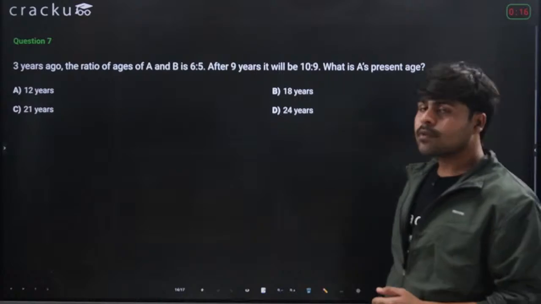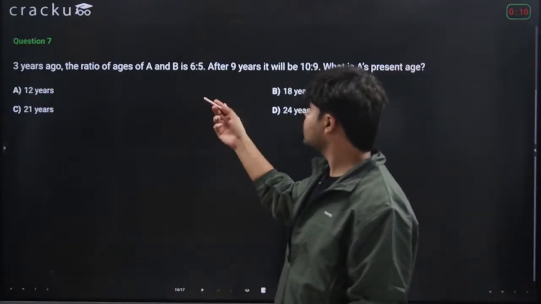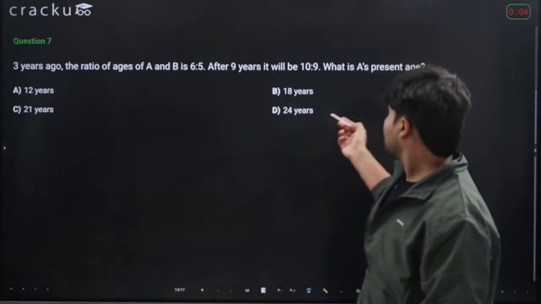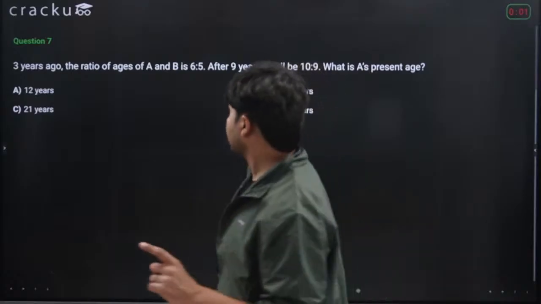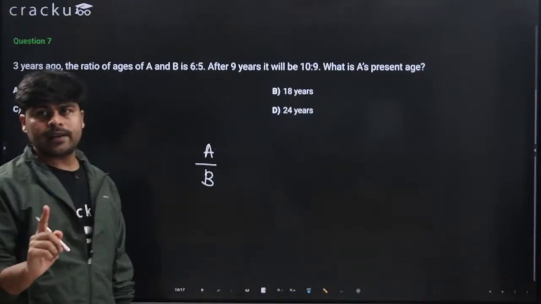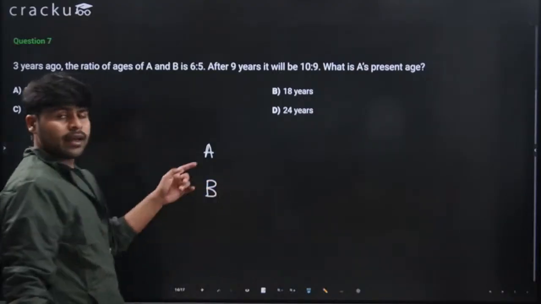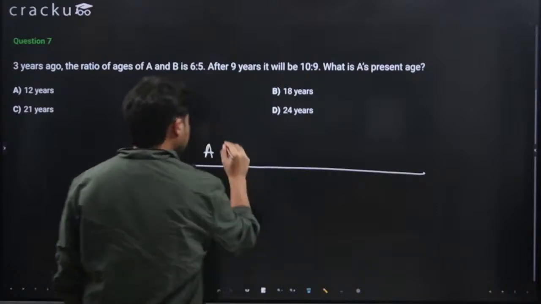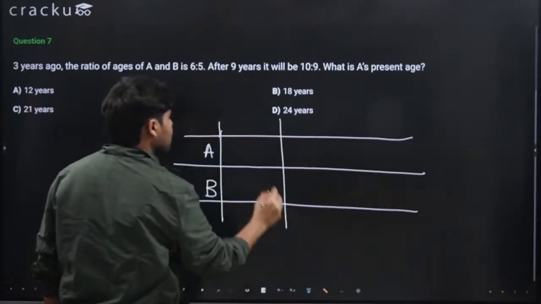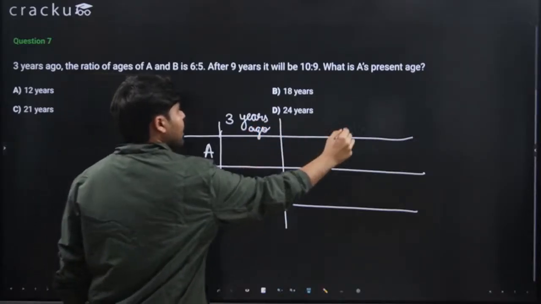So I think that's time. I'll start explaining because I started the timer late. 3 years ago, the ratio of ages of A and B is 6:5. After 9 years, it will be 10:9. What is the present age? So the first thing that we need to see is there are two people, A and B. That's the first thing that you need to write. So there are A and B. There are three timelines. There are three instances that we are actually observing. So there are 3 points of observation. The first was 3 years ago. The second is present.